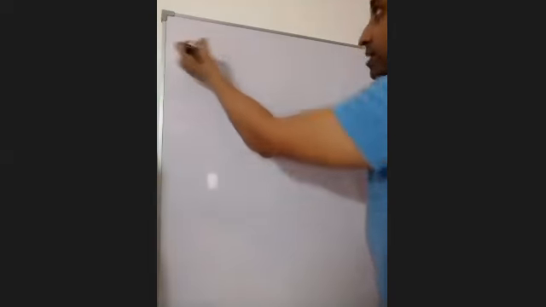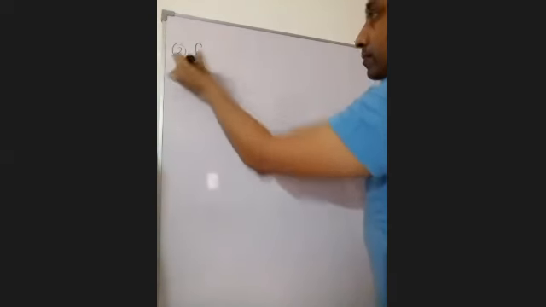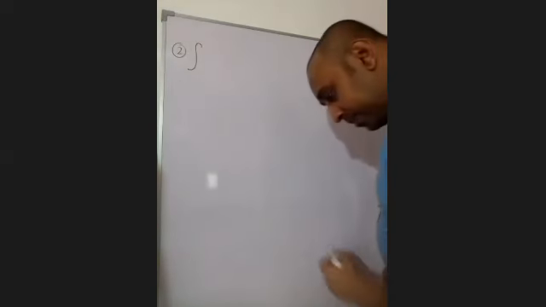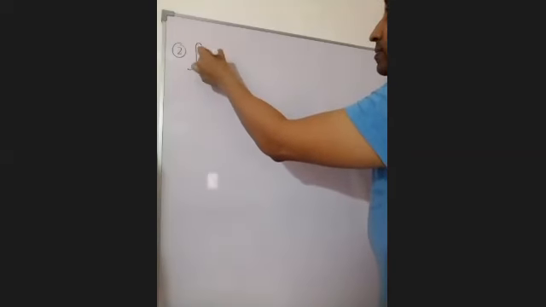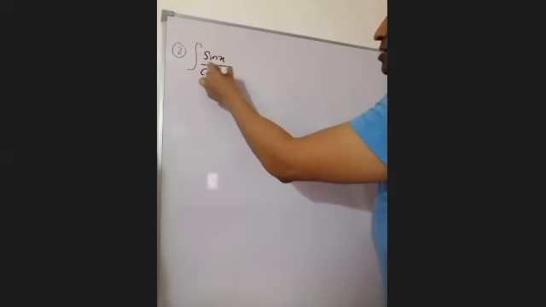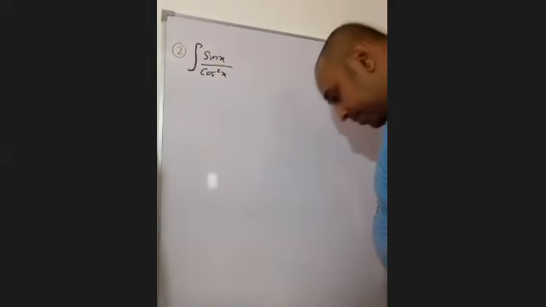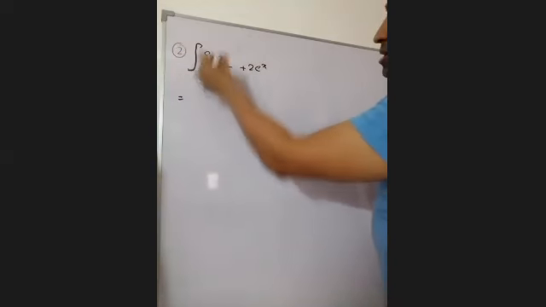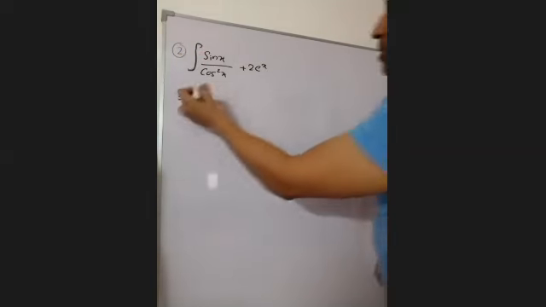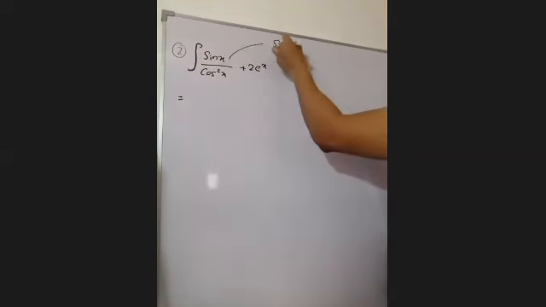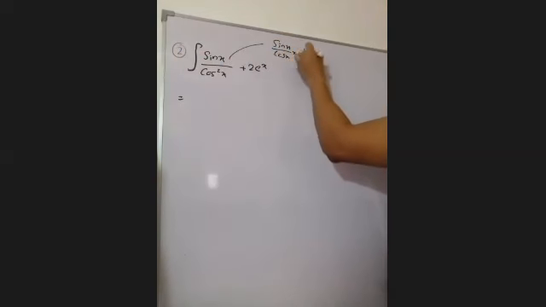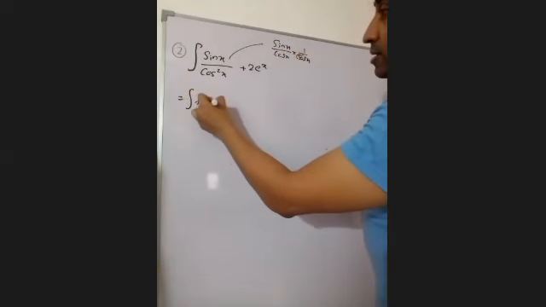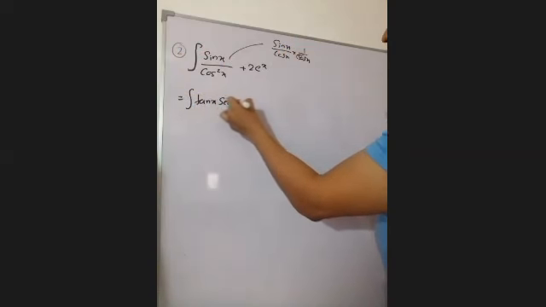Then the next question is question number 2, that is sin x over cos squared x plus 2 e to the power x. So we know that sin x over cos squared x you can write as sin x over cos x into 1 over cos x. Sin x over cos x is tan x, 1 over cos x is sec x, plus 2 e to the power x.